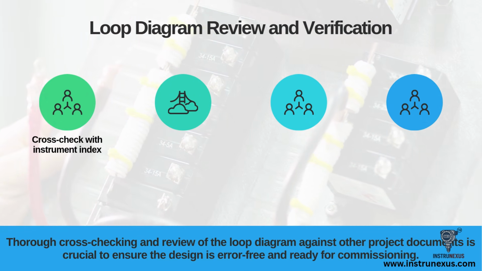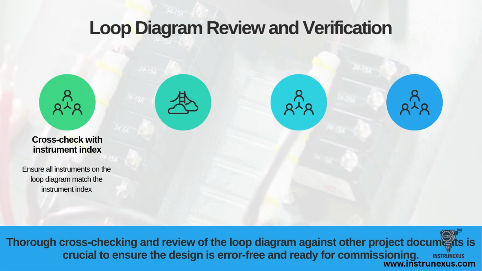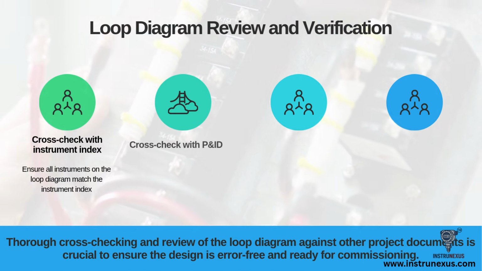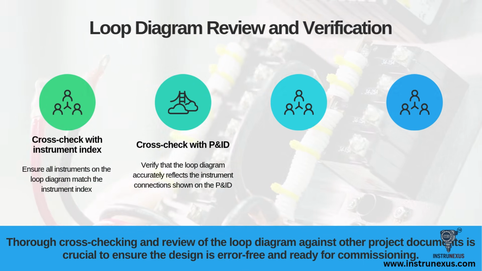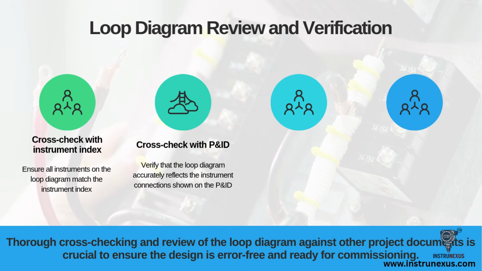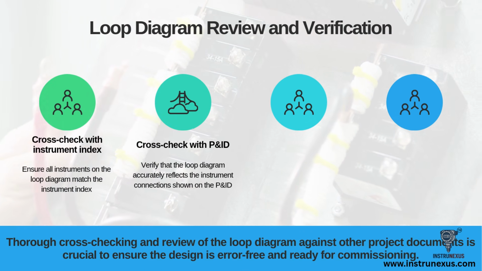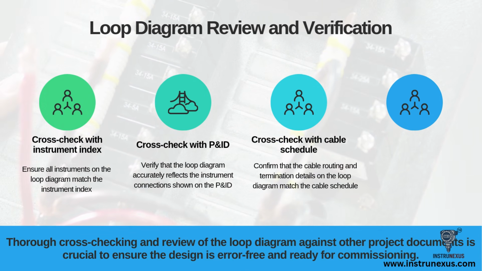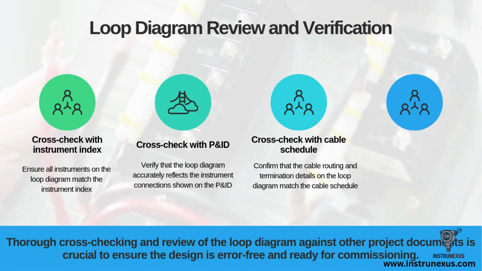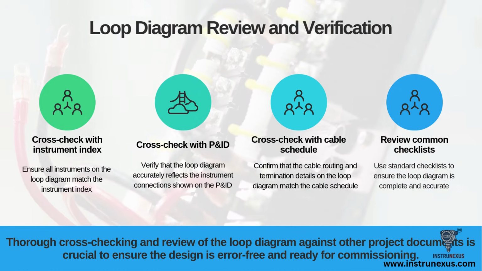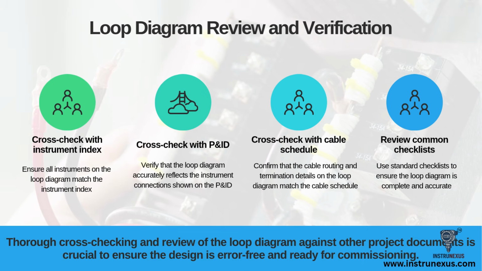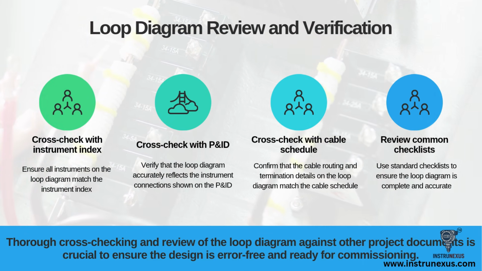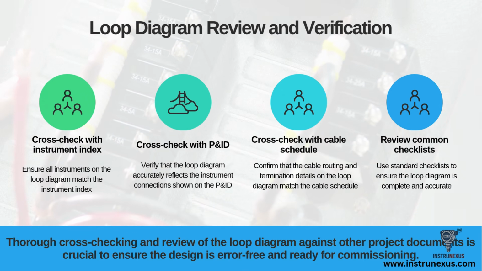First, we cross-check with the instrument index to ensure every instrument tag matches the master list and that all specifications are aligned. Second, we cross-check with the PNID to verify that the loop diagram accurately reflects the control strategy shown on the PNID. Third, we cross-check with the cable schedule to confirm that all cable tags, core assignments, and routing details are consistent. Finally, we use standard checklists to ensure no common details like grounding or shielding have been missed. This thorough review is crucial to ensure the design is error-free.